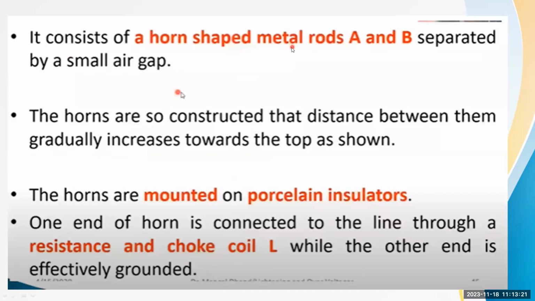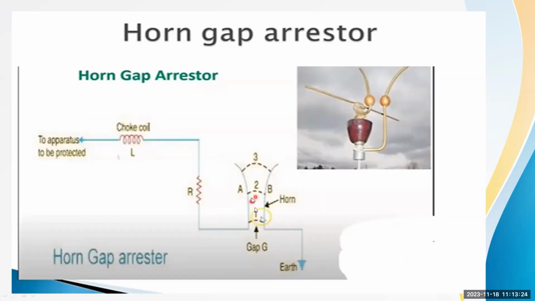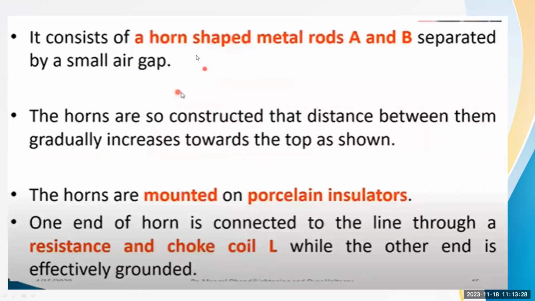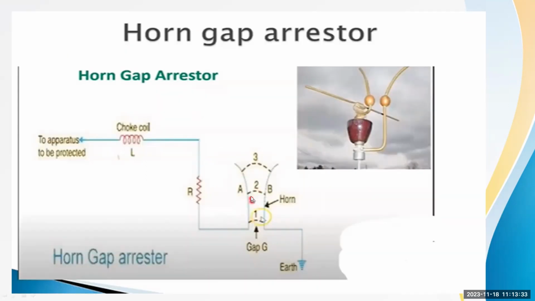Horn-shaped metal rods A and B like this, A and B are separated by a small gap. This gap increases from position 1 to 2 to 3, so the distance between A and B changes. At 1, the distance between these two rods is very small, at 2 it is medium, and at 3 it is very high. So these are three different positions, 1, 2, 3.